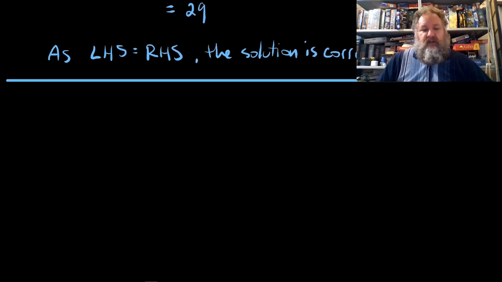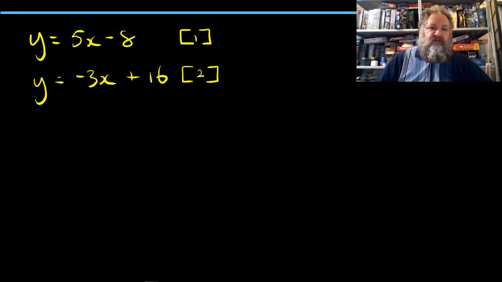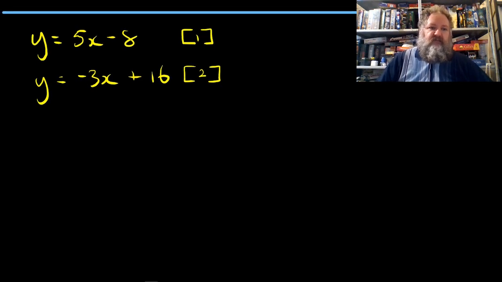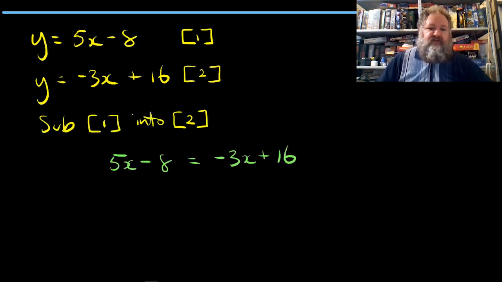As a word of warning, let me just give you another example really quickly. Sometimes you'll have the initial setup where you have the value of y being equal to two things. Here my value of y is here and my value of y is this. Well, when I substitute 1 into 2, I'm going to end up with values of x on both sides of my equation. That's not a problem. We just need to get the x terms together.